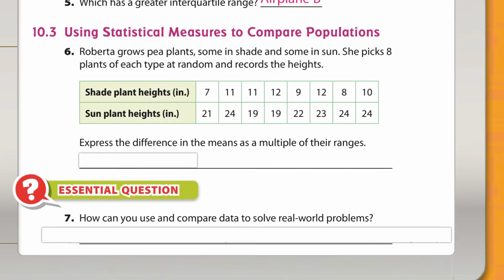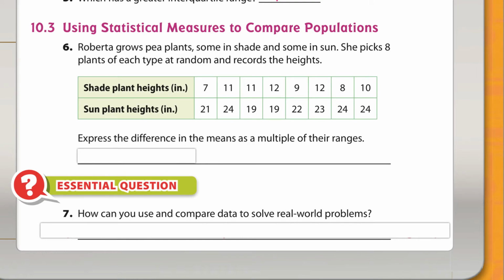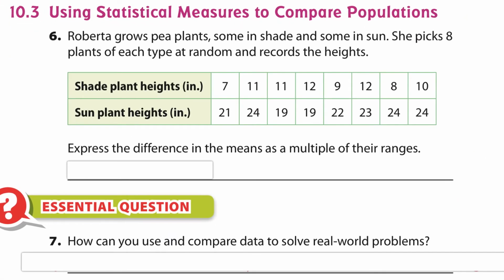Now, number 6 is using statistical data to compare populations. Roberta grows pea plants, some in the shade and some in sun. She picks 8 plants of each type at random and records the heights. So here are the plants in the shade, and the plants in the sun. Overall, it looks like the plants in the sun are taller than the ones in the shade. Kind of makes sense. Express the difference in means as a multiple of their ranges. Well, here's the answer, 2.4 times the ranges.